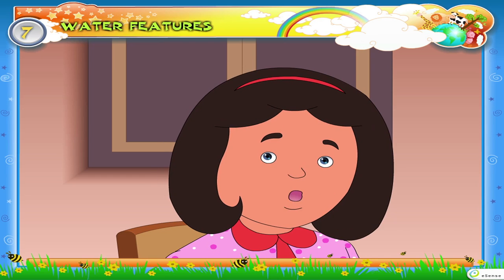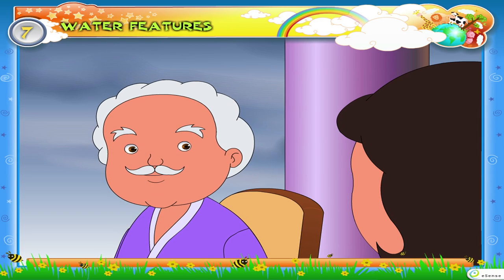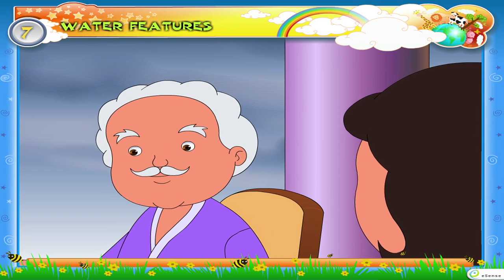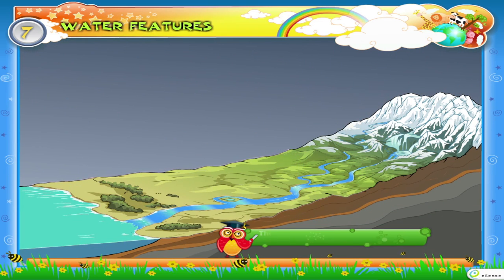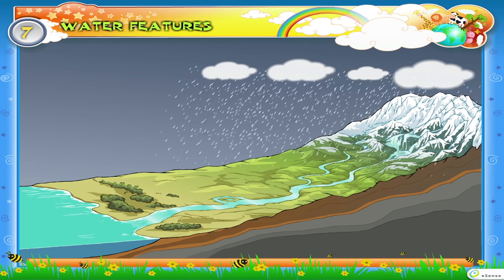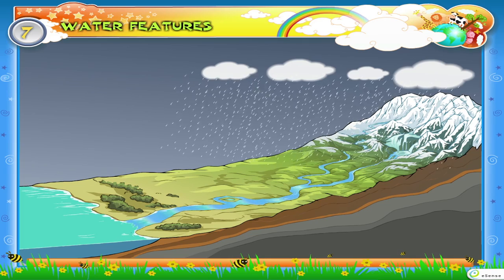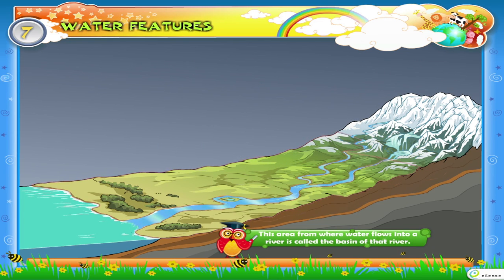Oh, Dadaji, I didn't know that there are so many names for the different water bodies. That isn't all. Look at these two rivers. There are vast plains on both the sides of these rivers. When it rains, the rainwater falls on the plains and flows down to the rivers. This area from where water flows into a river is called the basin of that river.